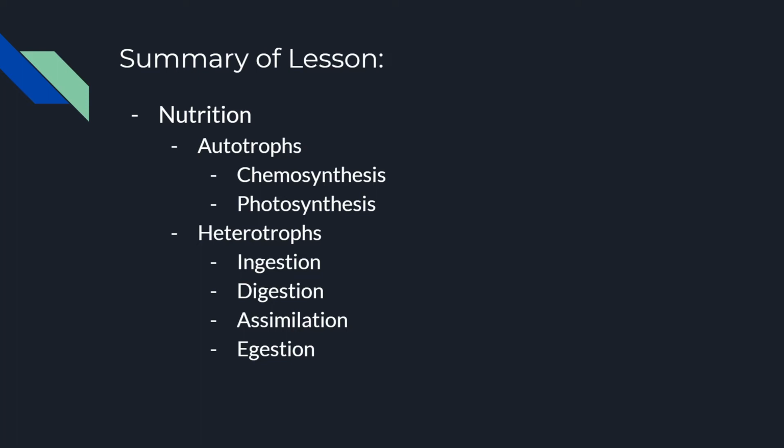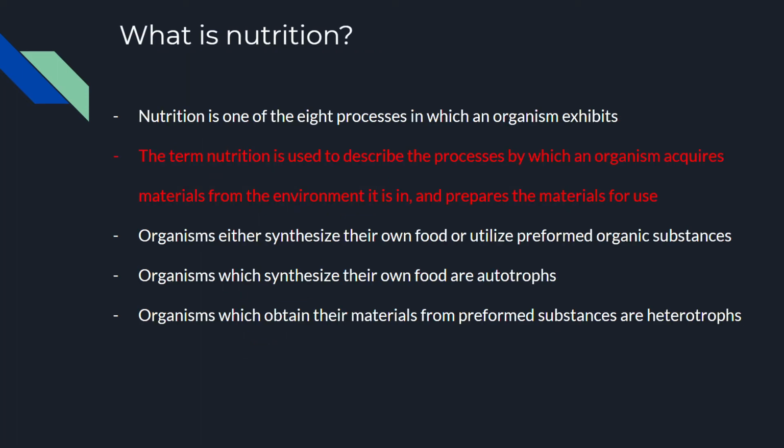The summary of today's lesson will cover the 2 main types of nutrition, which are autotrophs and heterotrophs. Autotrophs perform nutrition through chemosynthesis or photosynthesis, and heterotrophs have a process which involves ingestion, digestion, assimilation, and egestion. So what is nutrition? Nutrition is one of the 8 processes which an organism exhibits.